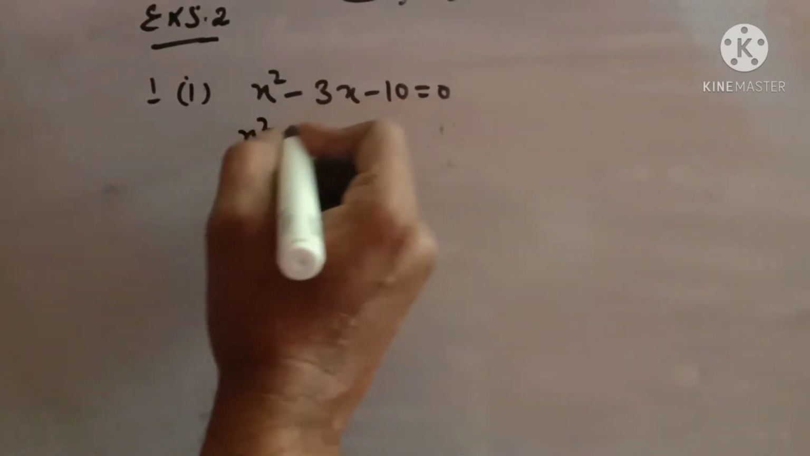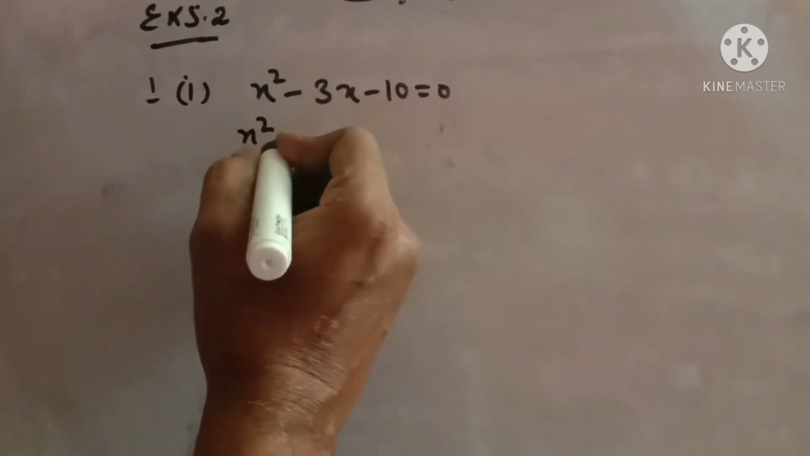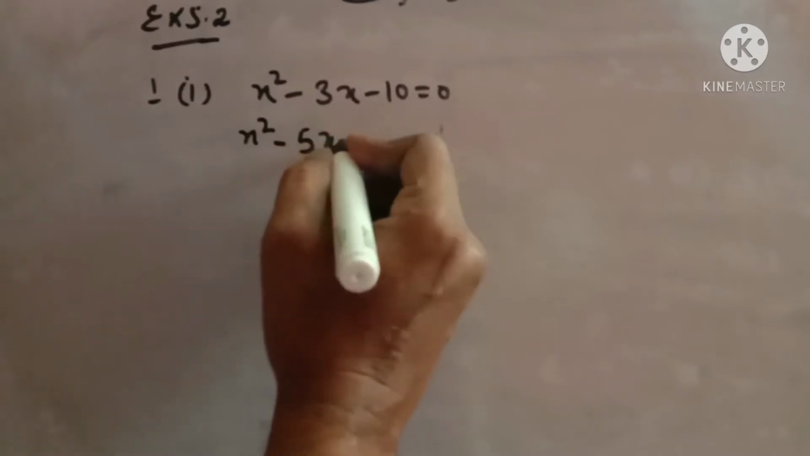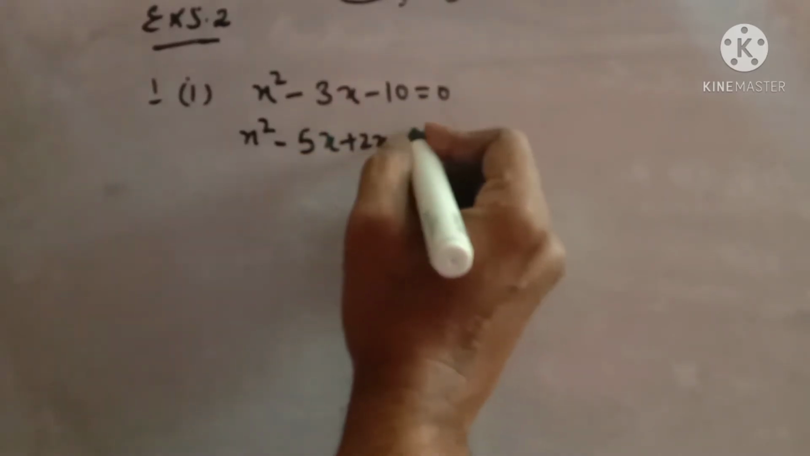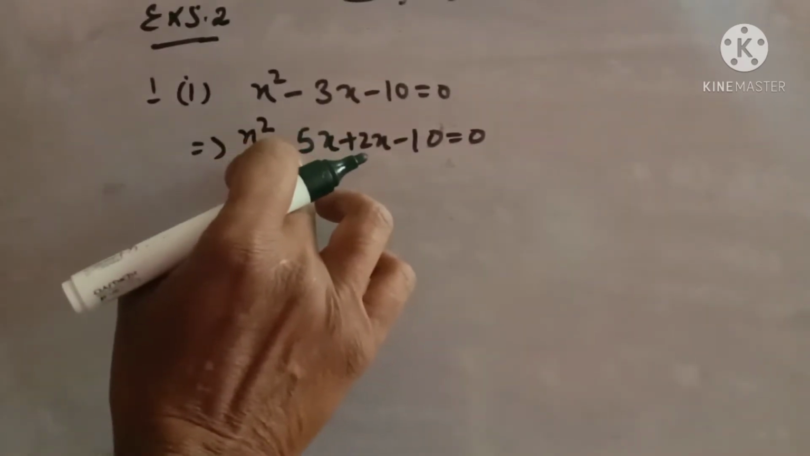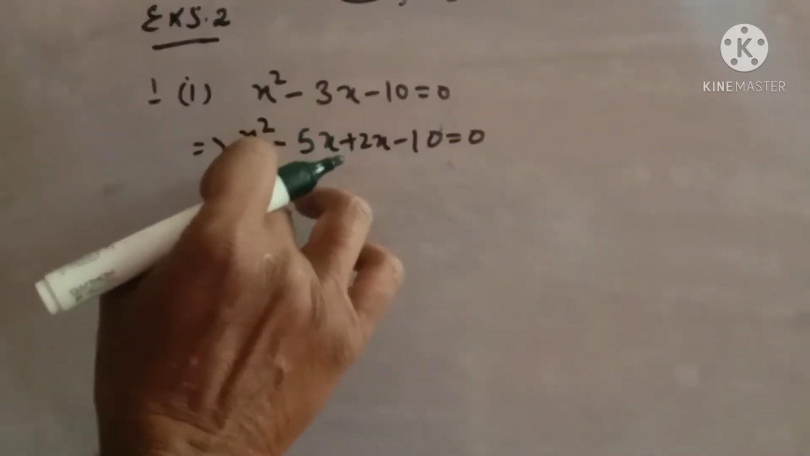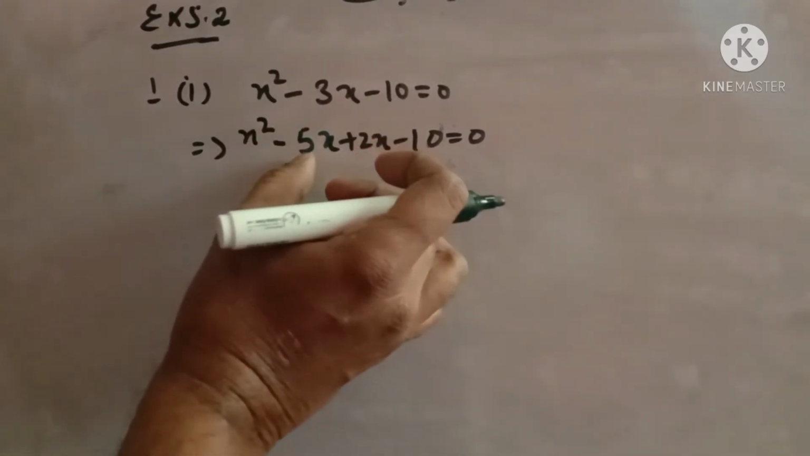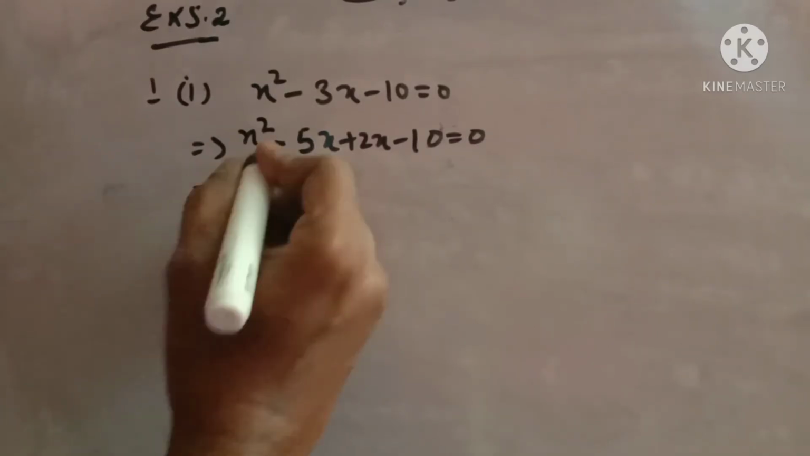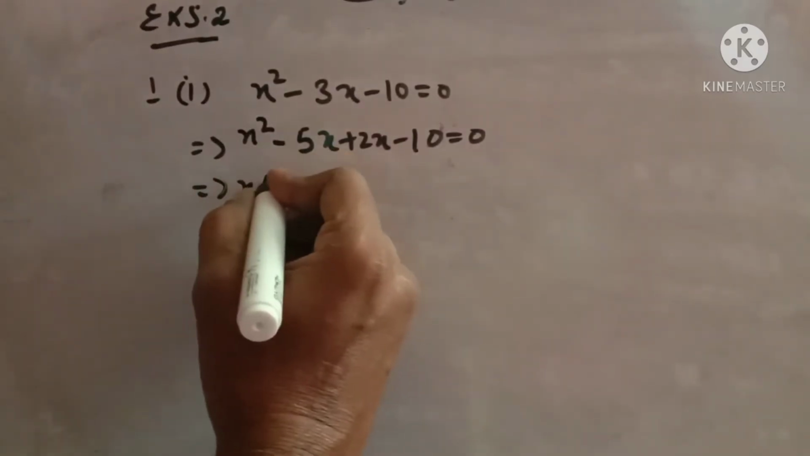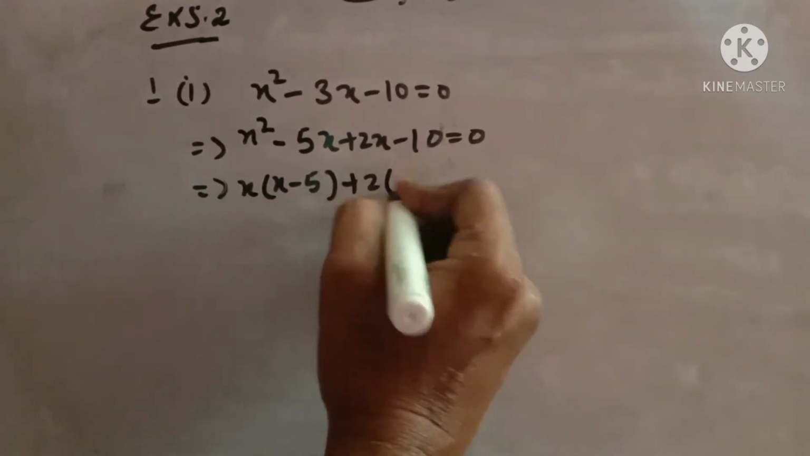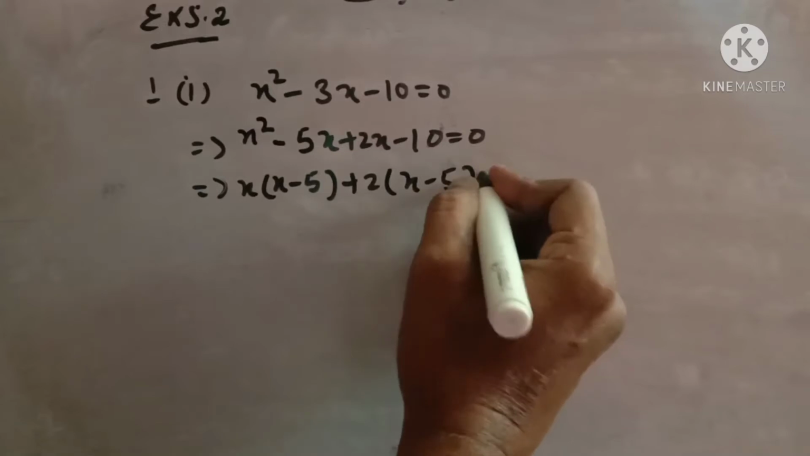Now x square and C, x square minus 10x, it will be minus 10x square. So the middle term we have to split into what? Minus 5x plus 2x minus 10 equal to 0. Now if you multiply minus 5 and plus 2, it will come minus 10x square, and if you add minus 5x plus 2x, it will come minus 3x. Now take common. Here I am taking common x, so our remaining part is what? x minus 5, plus 2 I am taking common, x minus 5 equal to 0.